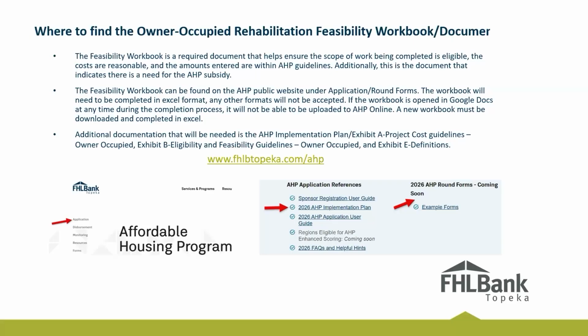Additional documentation that will be needed is the AHP Implementation Plan, Exhibit A Project Cost Guidelines, Owner-Occupied, Exhibit B Eligibility and Feasibility Guidelines, Owner-Occupied, and Exhibit E Definitions, which are all found in the AHP Implementation Plan. Below are some screenshots that show how to get to the documents needed.